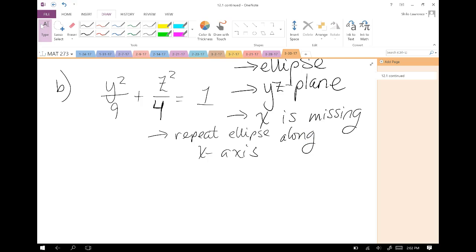Let's try to name it first. You're almost there. Elliptical cylinder. Yep, that's what I was thinking.